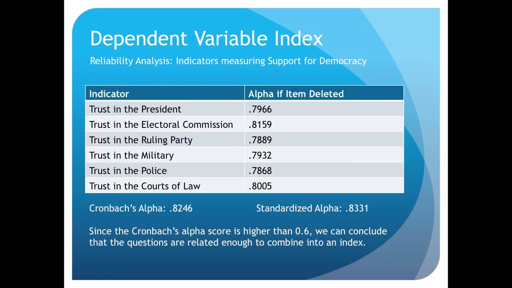For the reliability analysis, I chose 6 indicators that will measure my dependent variable. I believe that trusting in the President, Electoral Commission, ruling party, military, police, and the courts of law will mean you support democracy as you trust your leaders. My reliability analysis gave me a Cronbach's alpha score of 0.8246, and since the score is higher than 0.6, I conclude that the questions I chose are related enough to combine into an index.